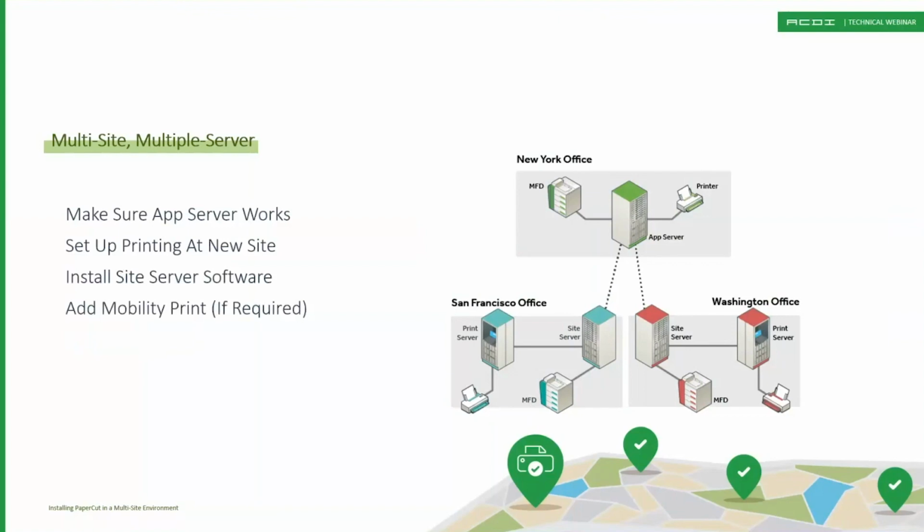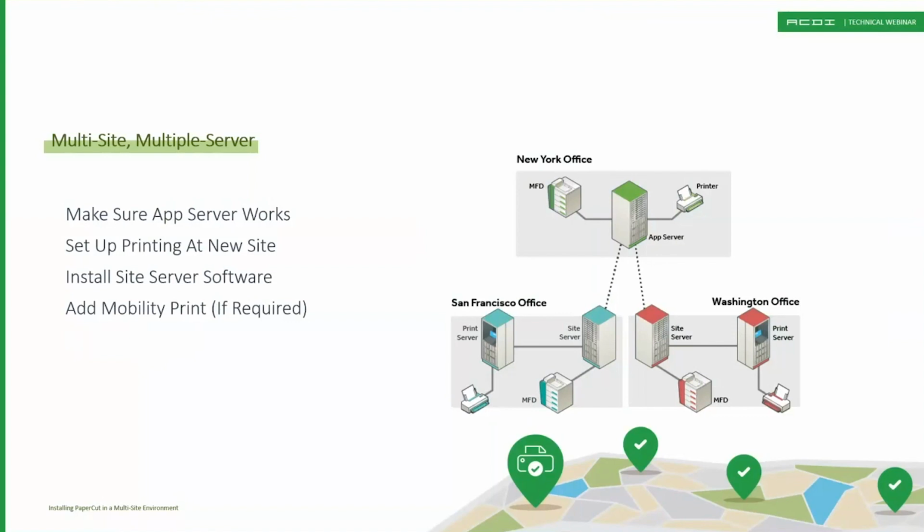And prerequisites for installing site servers are straightforward. First of all, make sure that the PaperCut app server is installed and currently working properly. Then at the branch location or other site, get the print drivers installed on the server and make sure they work, just like you do with a normal PaperCut install. Install the site server software, and if the use case requires it, Mobility Print. And we're going to do that here in just a moment.